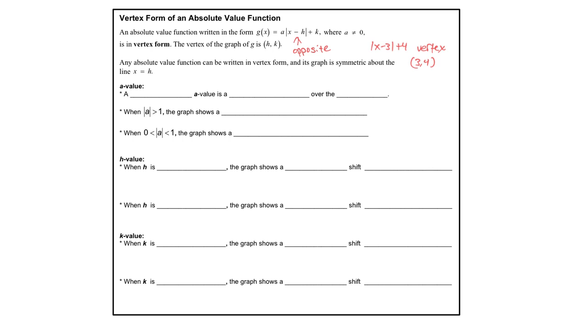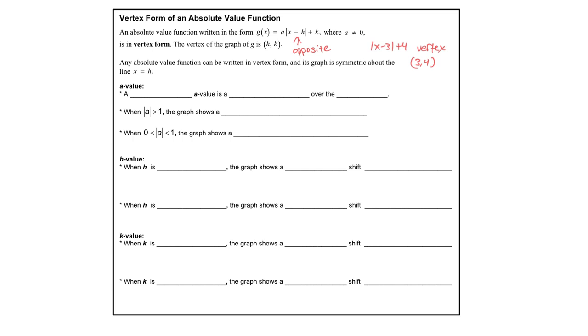All right, keep reading. Any absolute value function can be written in vertex form, and its graph is symmetric about the line x equals h. So h is the x value, and so x equals h is a vertical line. If you have a point that's 3 spots away from that vertical line that goes through the vertex, then you're 3 spots away on the left. So anyways, let's get into what these individual values mean.